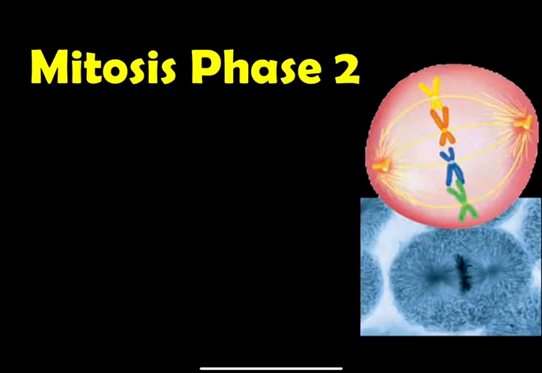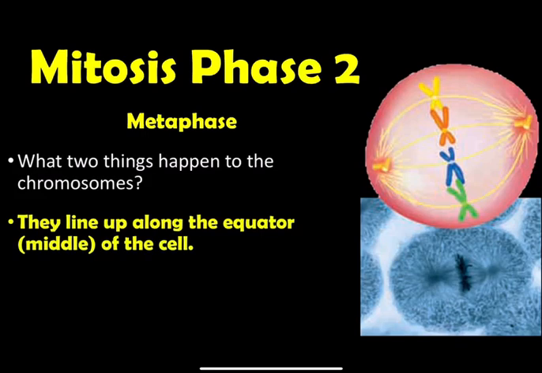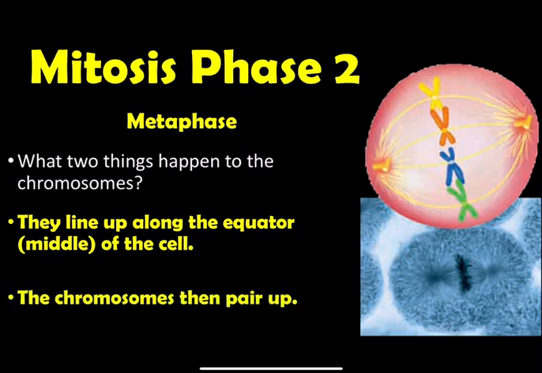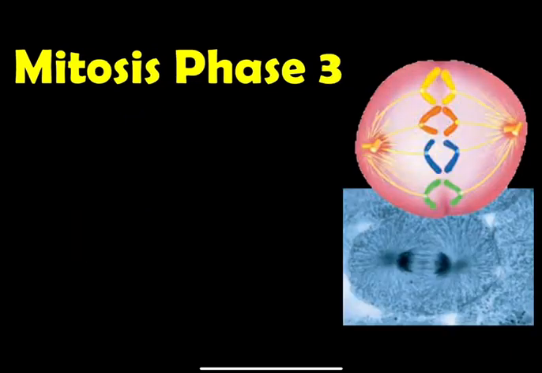Mitosis phase 2. In phase 2, we call this metaphase. And basically the chromosomes pair up and they align along the center of the cell. Okay, this is also what we call the equator or the middle of the cell. When you think of metaphase, think of M for middle. The chromosomes pair up and they get ready to be pulled apart. But pulling apart is actually part of phase 3.